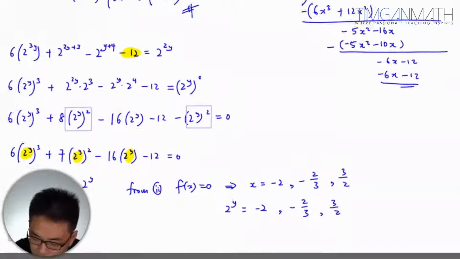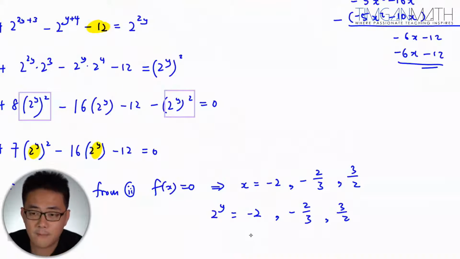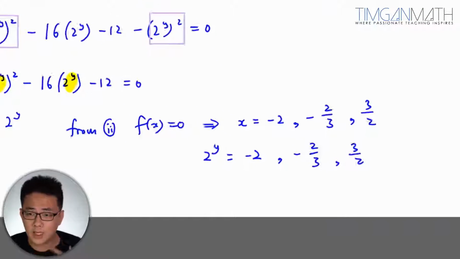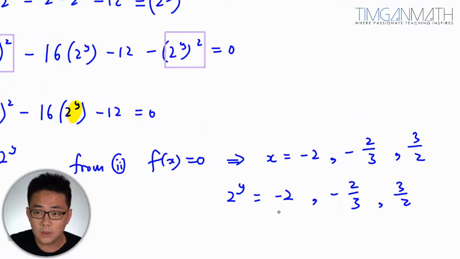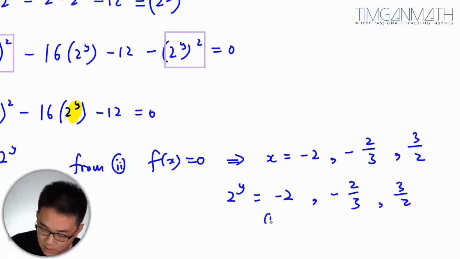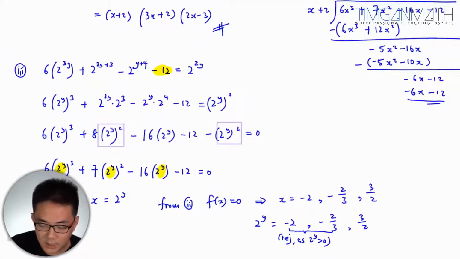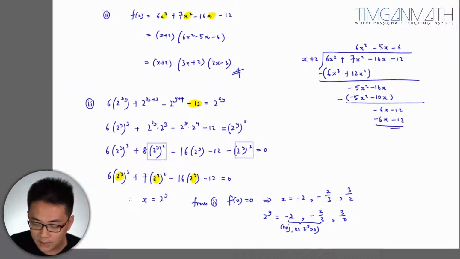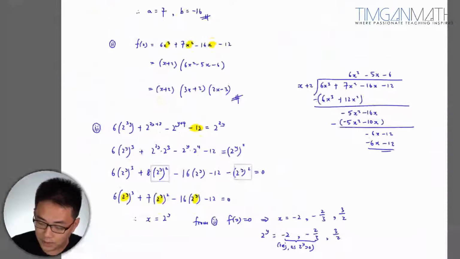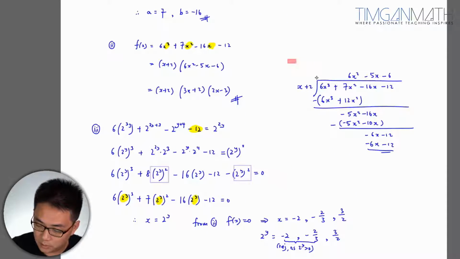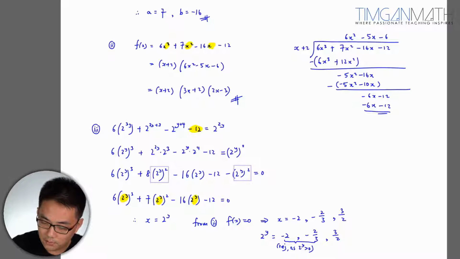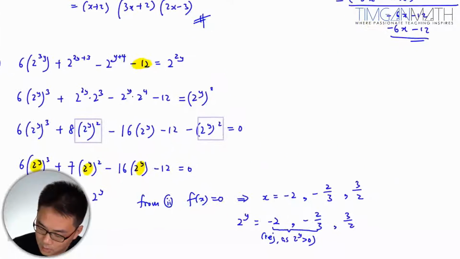That's important. This needs to be rejected because 2^(y) is always positive, so we need to reject that. This also needs to be rejected, since 2^(y) is bigger than 0. Both are rejected. So what we get is 2^(y) equals 3/2. We're going to put it aside here. Hence 2^(y) equals 3/2.